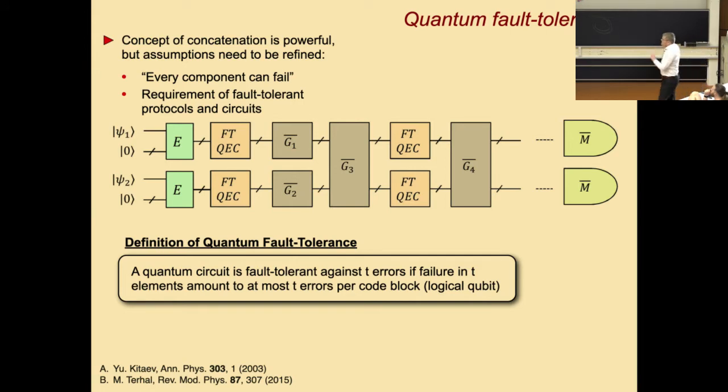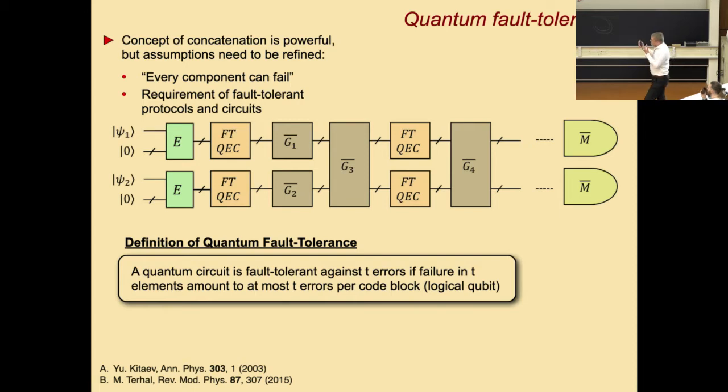And what we'll be seeing is that one has to think about fault-tolerant procedures of how to realize all these subroutines. And the definition of fault tolerance here is as follows. A certain quantum circuit is fault tolerant against t errors, where t is an integer, 1, 2, 3, something like that, if we can allow for up to t failures, and the important thing is that these failures can happen at various points, and that they amount only to t errors in each of the code blocks. That means on each of the logical qubits.